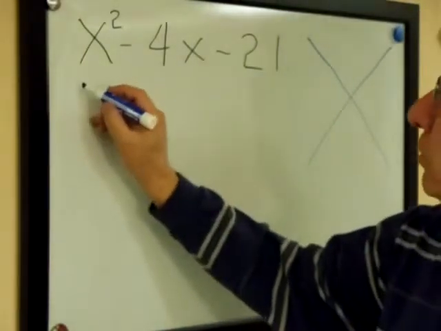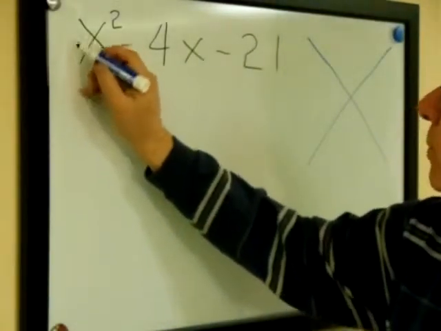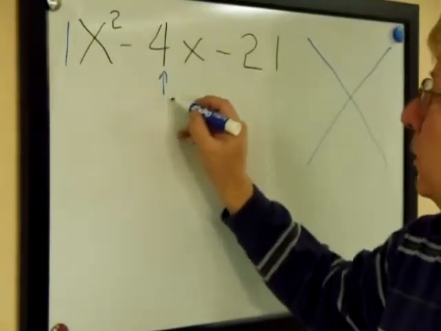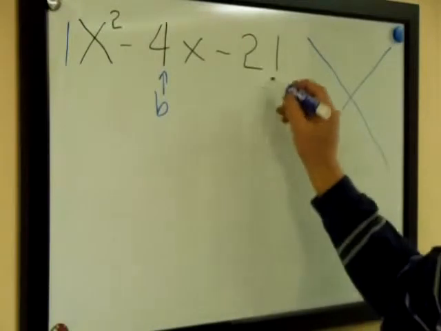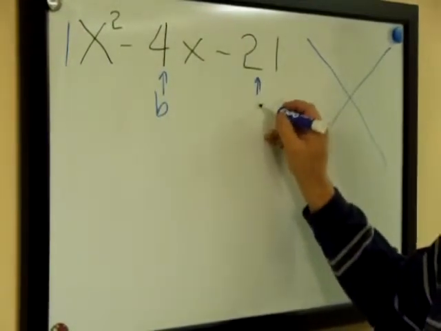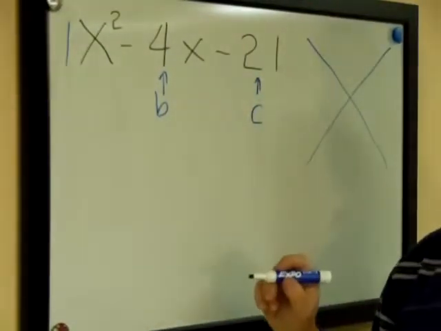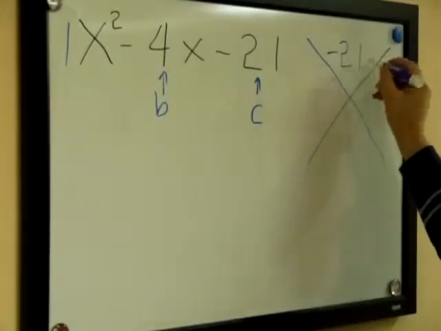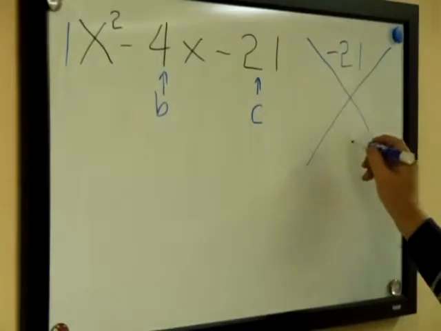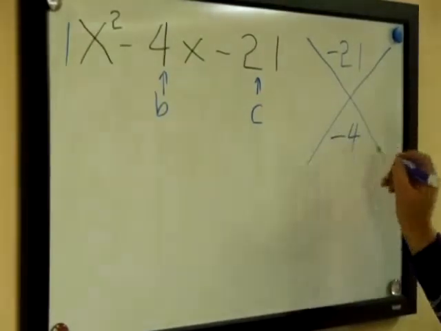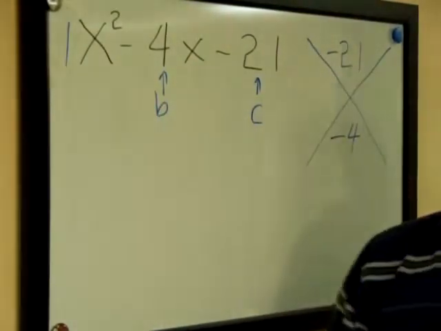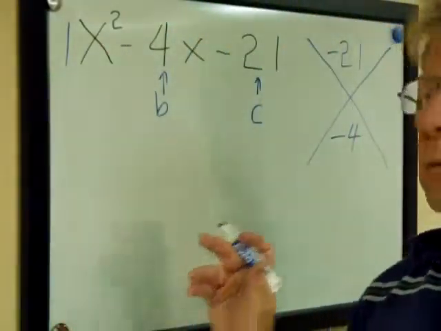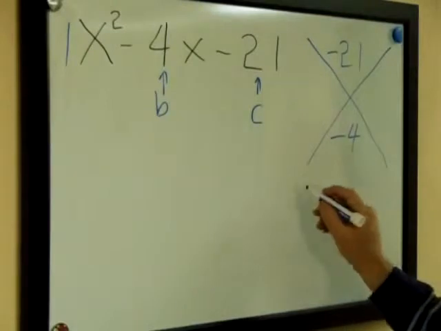So in this expression we have a as 1, it's understood, b is the minus 4, and c, the constant, is the minus 21. So we'll put the c up here, minus 21, and we'll put the b, which is minus 4, down here. So now to factor this, we have to think, what are the pairs that multiplied together give us 21?